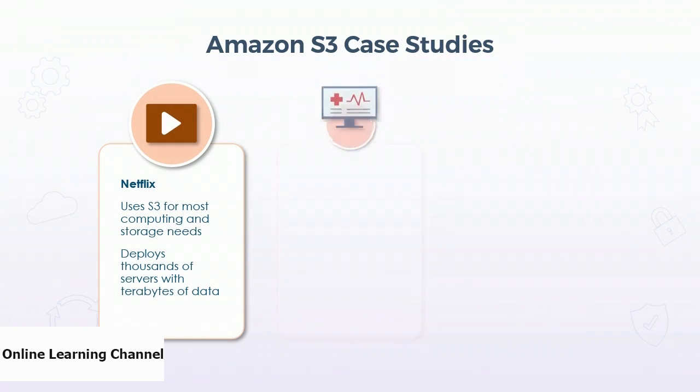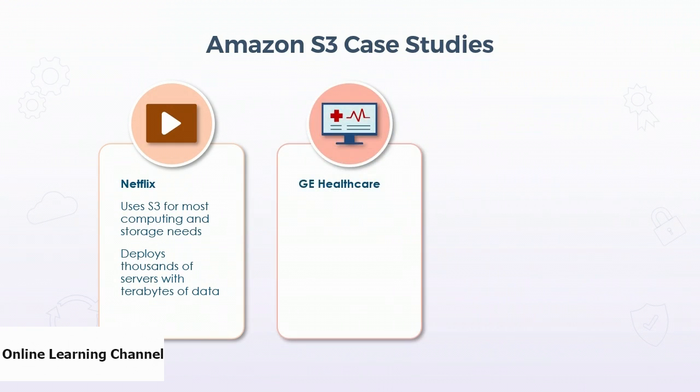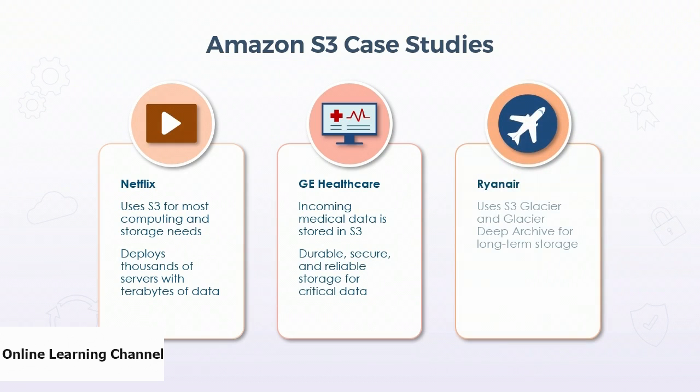Next, let us look at an example of GE Healthcare. Medical data coming from millions of medical devices, primarily consisting of medical imagery, is stored on Amazon S3 by GE Healthcare. It gives them durable, secure, and reliable storage for critical data. Whereas Ryanair uses Amazon S3 Glacier and the S3 Glacier Deep Archive for long-term storage of the data, having switched to cloud-based storage from tape backups, thereby saving 65% on their backup costs annually.